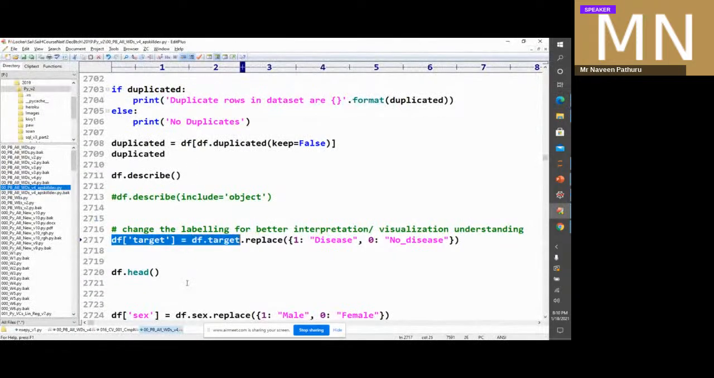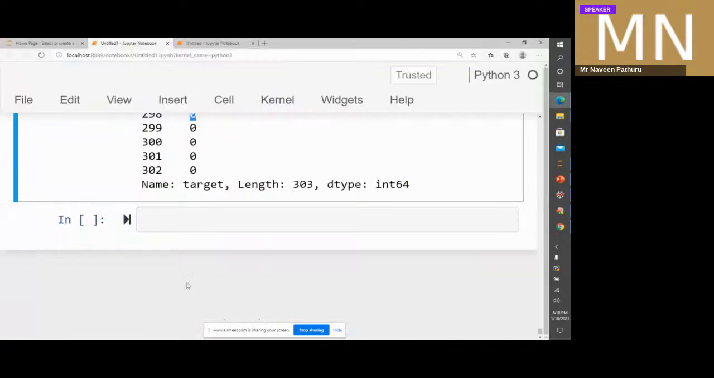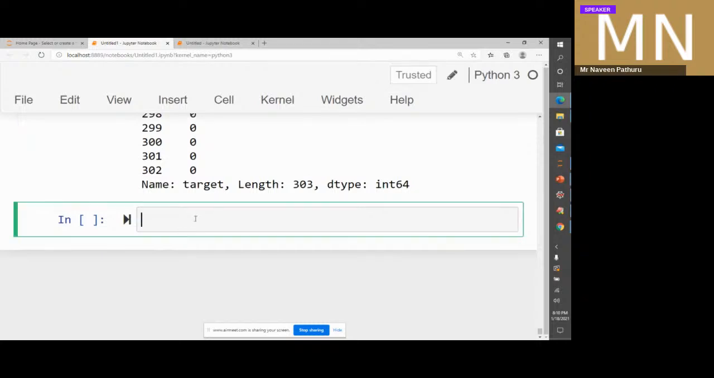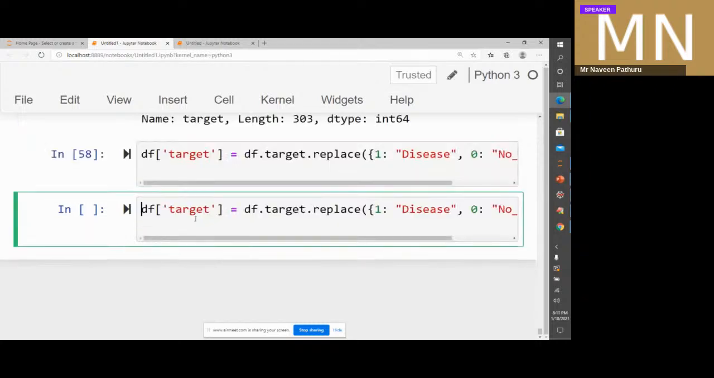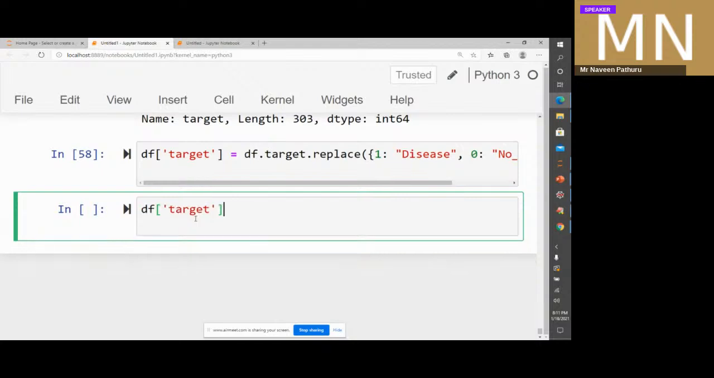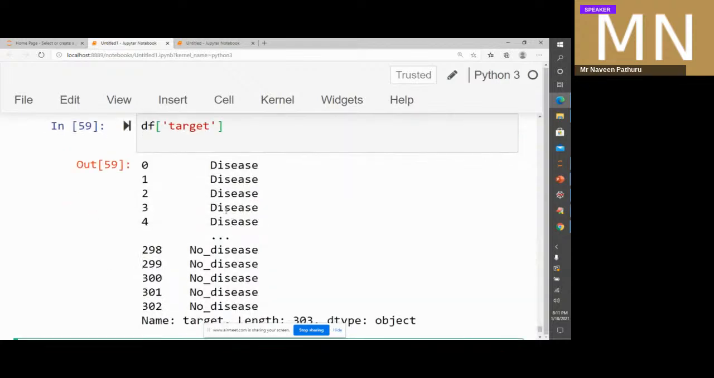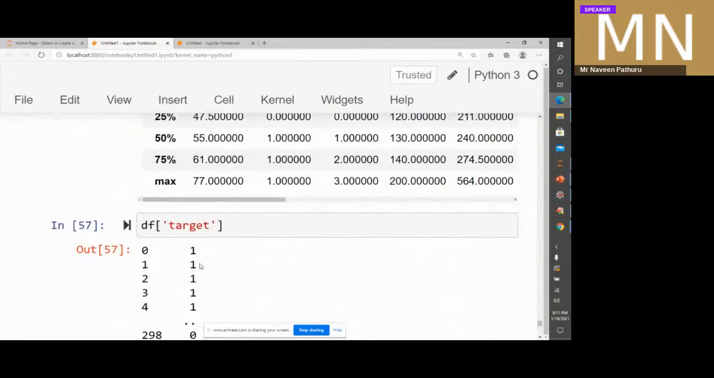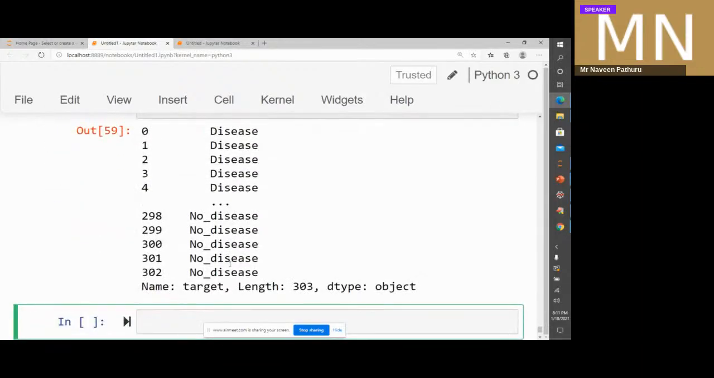So for the sake of simplicity, we'll say wherever there's a one, oh okay, I think I'm doing the reverse here. Wherever there's a one, let's put they have a disease. Zero means no disease. Let's first execute this and put this back here. Now you look at target: disease and no disease. Wherever there's a one, it's replaced with disease. Wherever there's a zero, it's replaced with no disease.